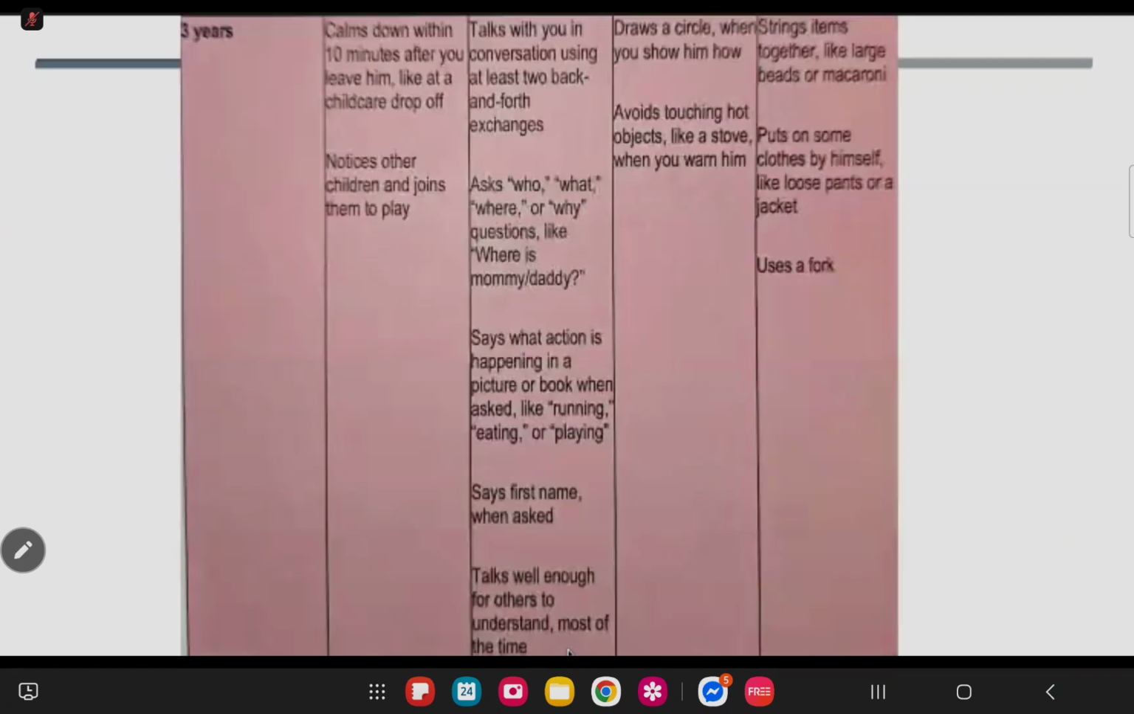This is just a continuation. So 3 years. What's notable here is that you can already ask who, what, where questions. So who are you? What's your name? Where do you live? Where are mommy and daddy? Like that. They already know their first name. They say thank you. And they are also already aware of their surroundings. So if they think that it's dangerous, they are more careful. What else? They draw circles. They also put some clothes on by themselves, like pants or maybe a hat, like that.